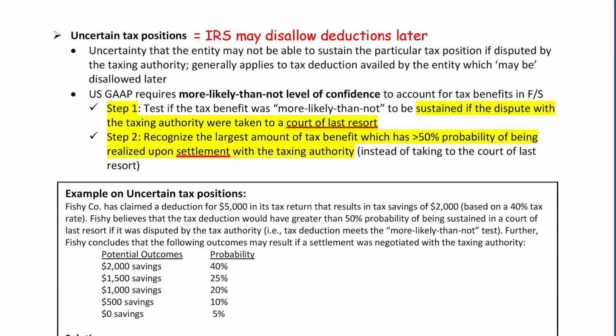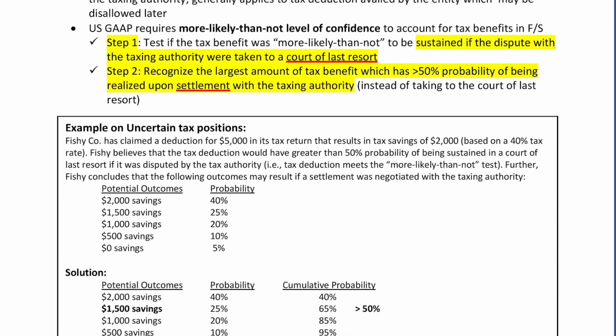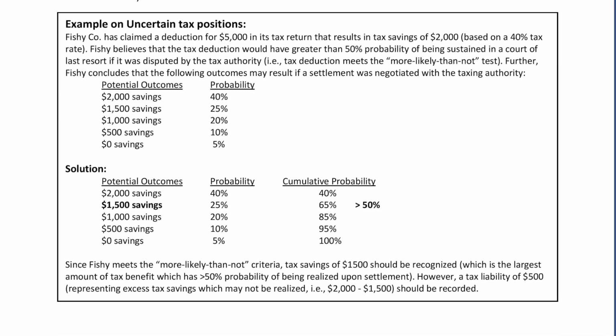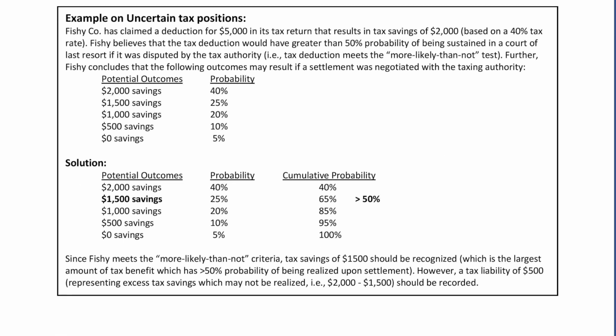Let's look at the example on uncertain tax positions. Fishy Company has taken a tax deduction of $5,000, resulting in a $2,000 tax savings or benefit based on a 40% tax rate. Now Fishy believes that the tax deduction would have a greater than 50% probability of being sustained in a court of last resort if it is disputed by the taxing authority.